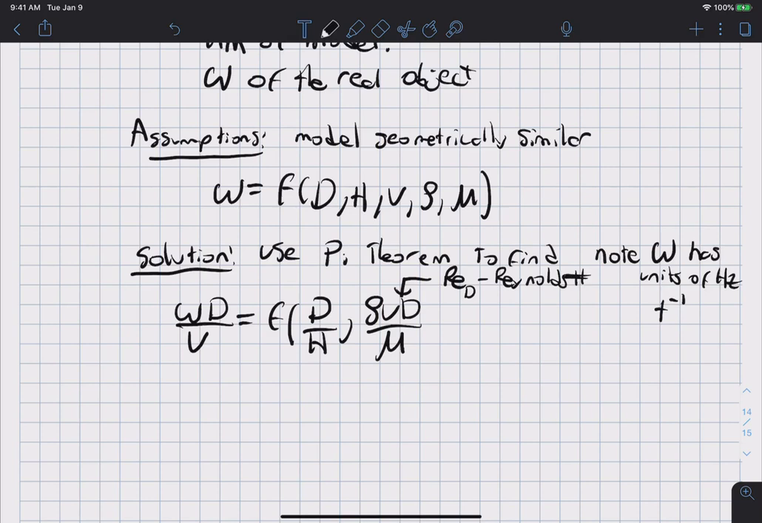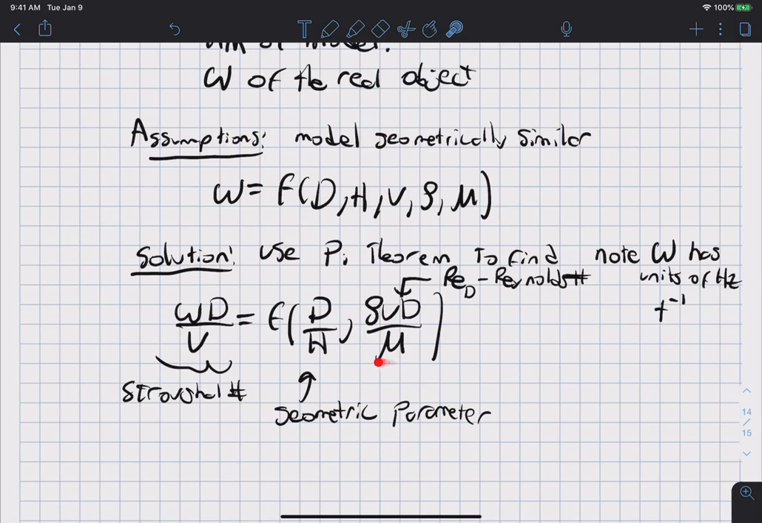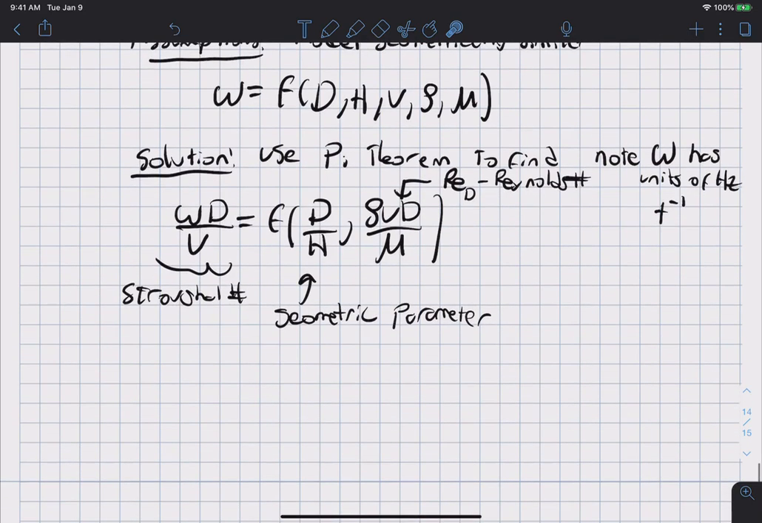Okay, and this is a geometric parameter. And this parameter here is called the Strouhal number. The Strouhal number appears pretty commonly in these types of scenarios, and the Reynolds number is a number that you're going to get to know very well here fairly quickly.